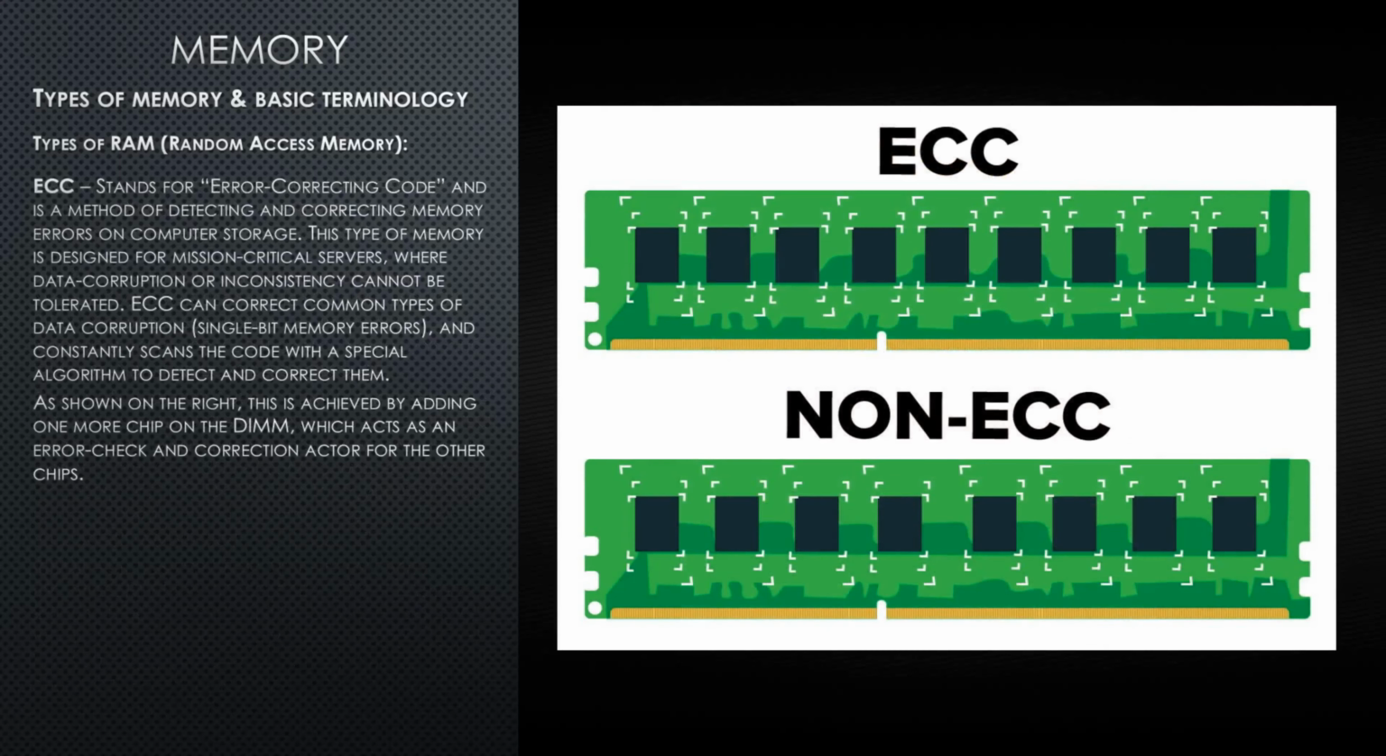Last, let's talk about ECC. ECC stands for Error Correcting Code and is a method of detecting and correcting memory errors on computer storage. This type of memory is designed for mission-critical servers as well, just like the NVRAM, where data corruption or inconsistencies cannot be tolerated. So ECC memory can correct common types of data corruptions or single-bit memory errors and constantly scans the code with a special algorithm to detect and correct them. As you can see on the right, this is achieved by adding one more chip on the DIMM, which acts as an error check and correction actor for the other chips.